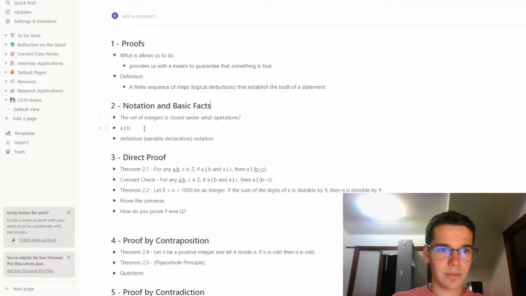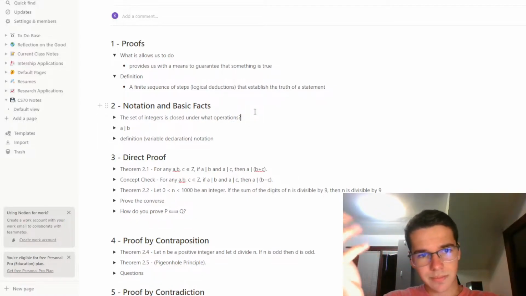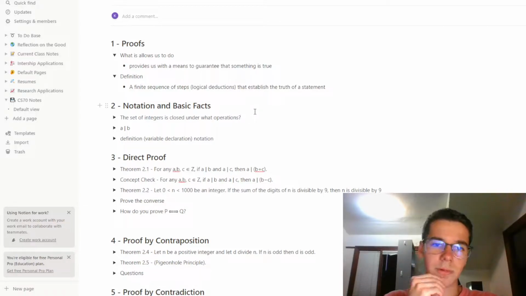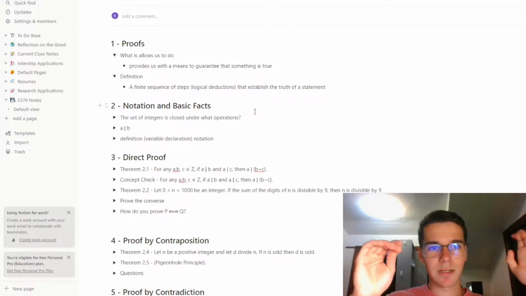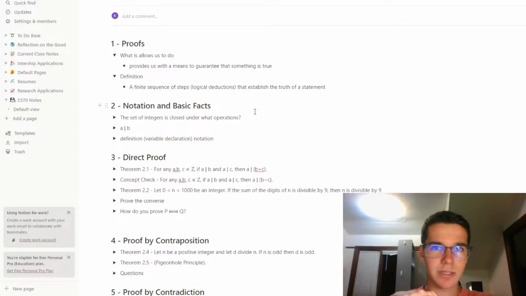So the set of integers is closed under what operations? This is just something that we should be aware of. Addition and subtraction. If we think about the set of integers, it's negative infinity and then whole numbers all the way up to positive infinity. If we add those numbers together, we'll still get a number that's within the set. Similarly, if we multiply them. But if we were to divide the numbers, say 3 divided by 2, that would yield 1.5, which is not in the set of integers.